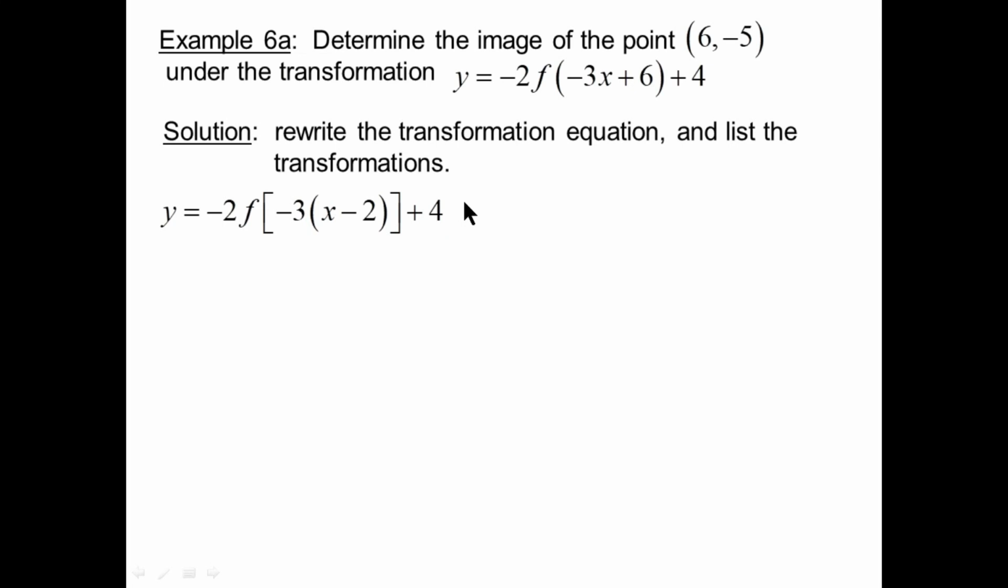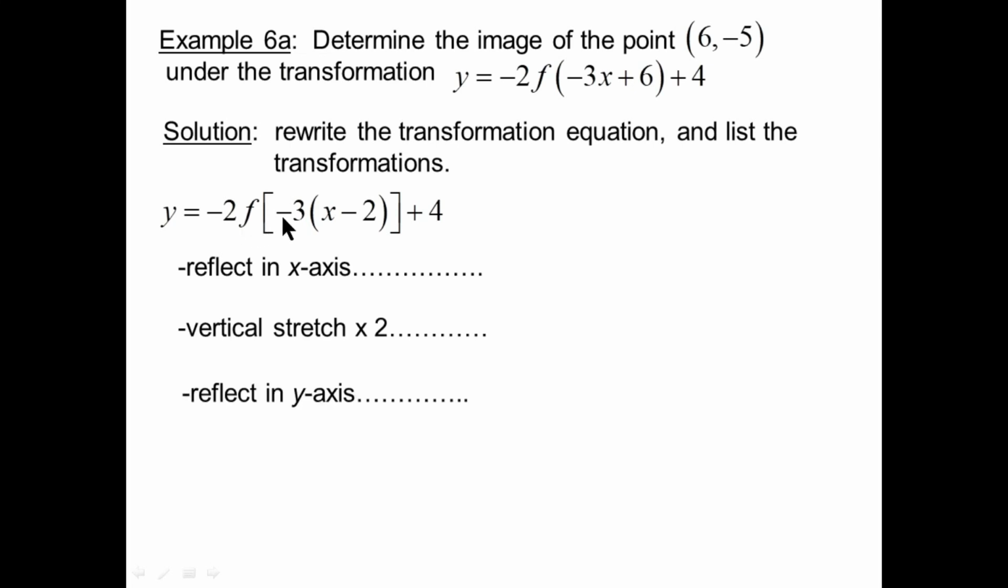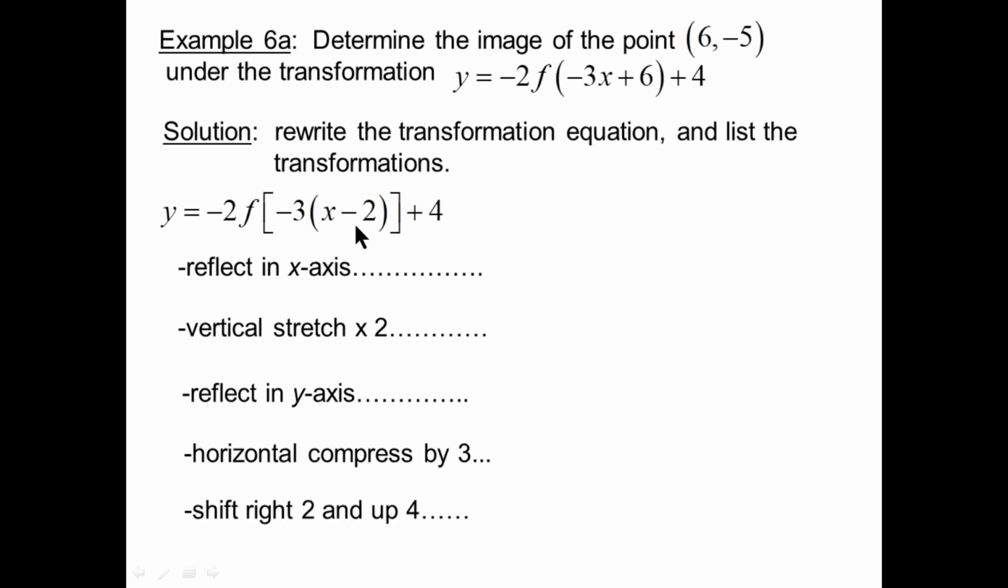Now we can make a list of the transformations. Firstly, working left to right, that's a reflection in the x-axis. Then it's a vertical stretch times 2. Then it's a reflection in the y-axis. Then it's a horizontal compression by dividing by 3. And then shift right 2 and up 4.